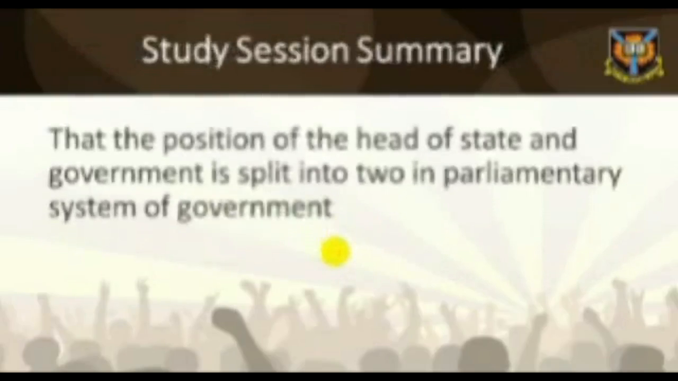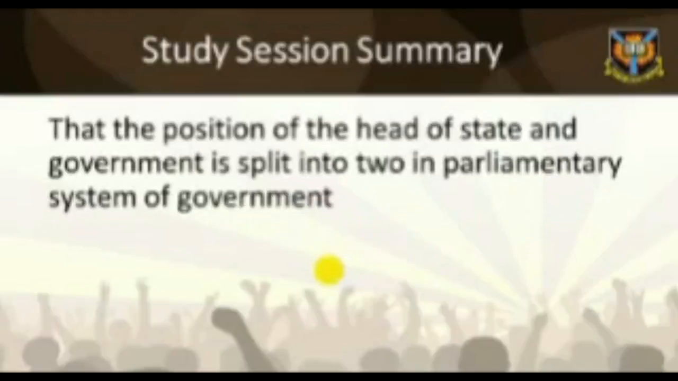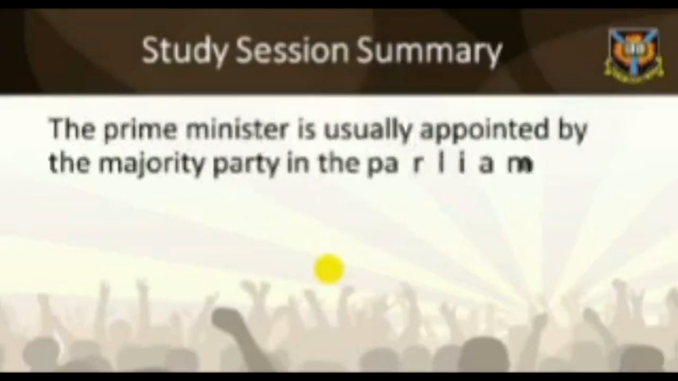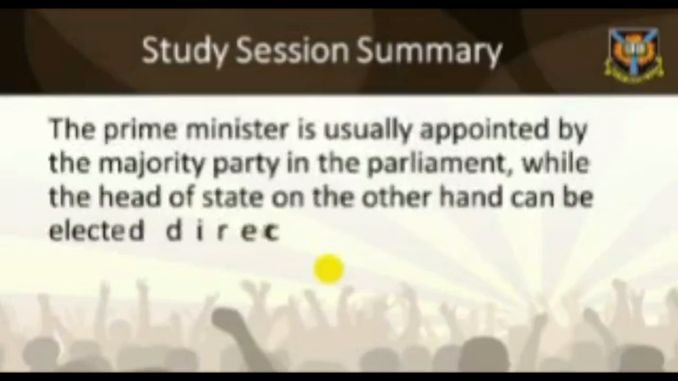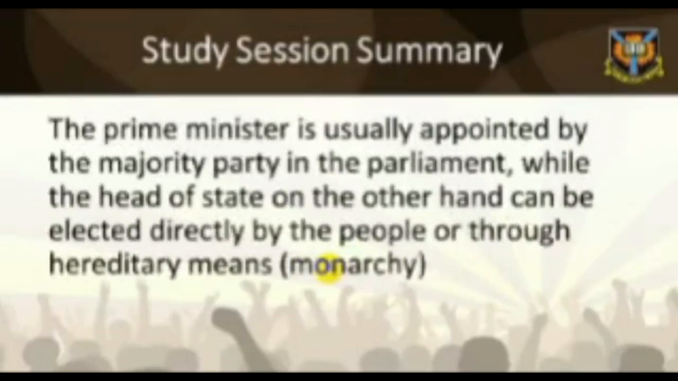In this study session, you learned that the position of the head of state and government is split into two in the parliamentary system of government: the office of the head of state, which is occupied by the ceremonial president, and the office of the head of government, which is led by the Prime Minister. We also noted that the Prime Minister is usually appointed by the majority party in the parliament, while the head of state, on the other hand, can be elected directly by the people or through hereditary means, that is, monarchy.